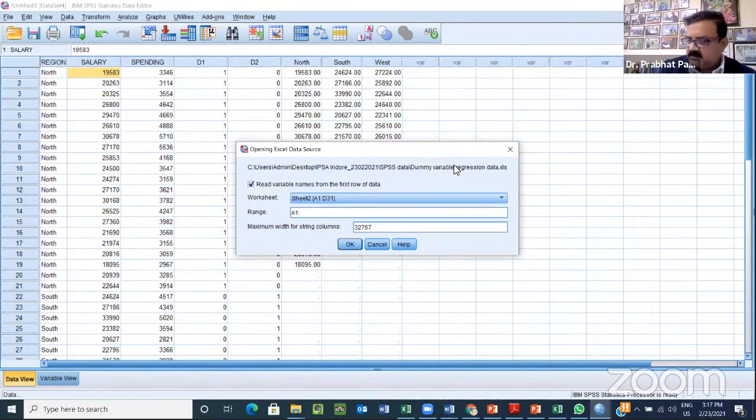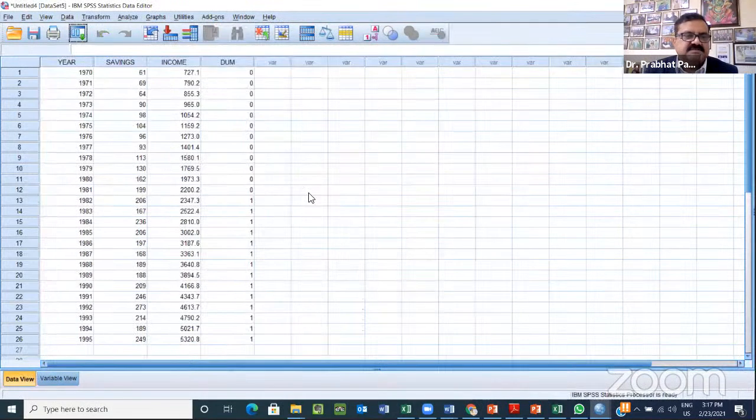So A1 to D27. I've already noted it down a priori, that's why I know what data I have to fetch. But if you're starting afresh, you have to note down these numbers, from where to where you need the data, and which sheet. So this is the data.